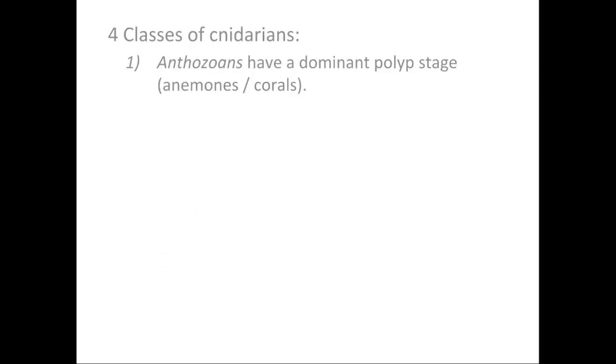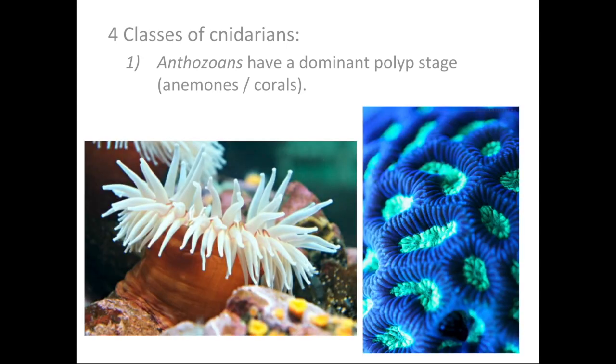If we look at the classes, again, this is in gray. We have the anthozoans. These have a dominant polyp stage. The anemones and the corals. Anthozoans means flower animals, and I think you can see why they might be called that.